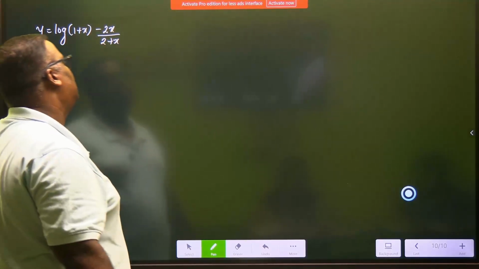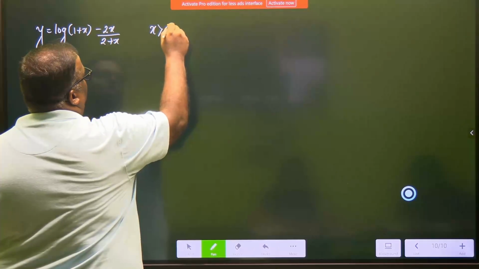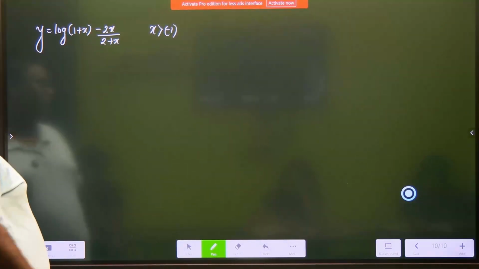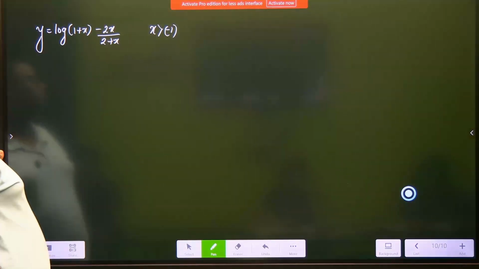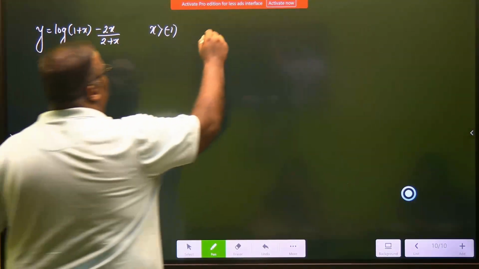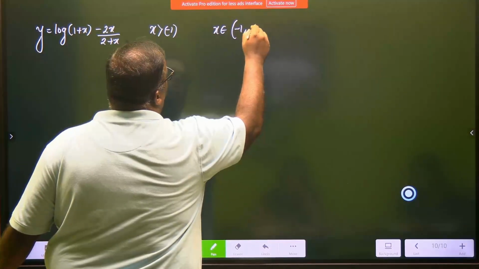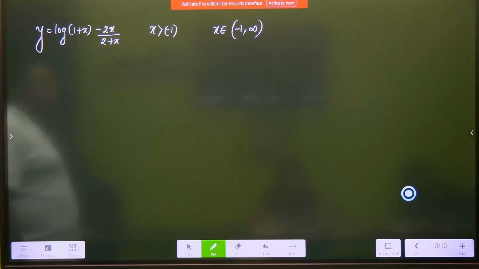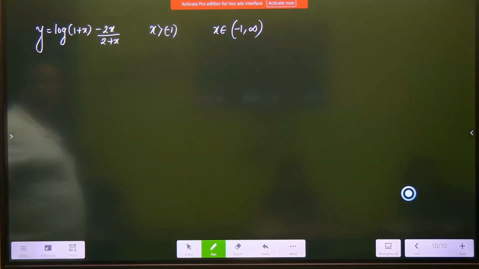x is greater than minus 1, and it is an increasing function of x throughout its domain. What is the domain? The domain is x belongs to (-1, infinity). X has to be greater than minus 1. This is the domain. Here you have to prove that the function is increasing.